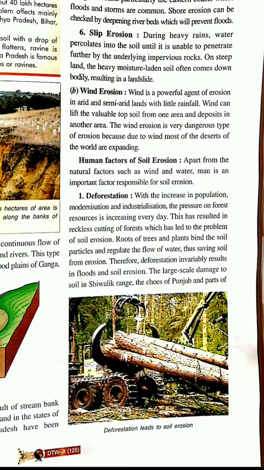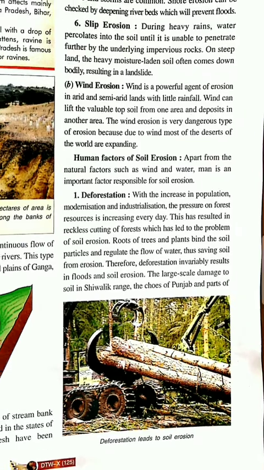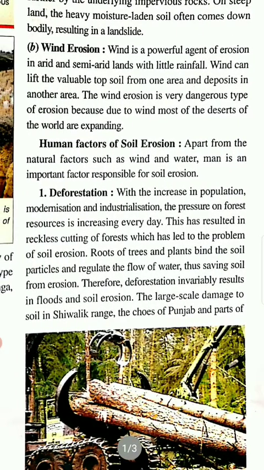We have discussed the natural factors of soil erosion in the types of erosion we studied, that is river, ocean and wind. How do they lead to soil erosion? Apart from water and wind, there are some other factors responsible for soil erosion. First is deforestation. With the increase in population, modernization and industrialization, we all know that deforestation is increasing at a very high rate because of the scarcity of residential land. When the population increases, we need more land to make settlements.